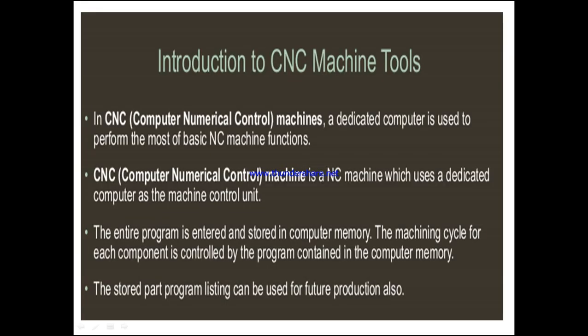In CNC machines, dedicated computers are used to perform most of the basic NC machine functions. So the CNC machine is an NC machine which uses a dedicated computer as the machine control unit. The entire program is entered and stored in computer memory. The machining cycle for each component is controlled by the program contained in the computer memory, so that the stored part program listing can be used for further production also.